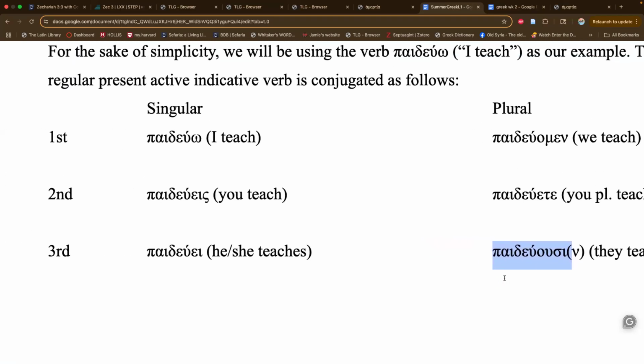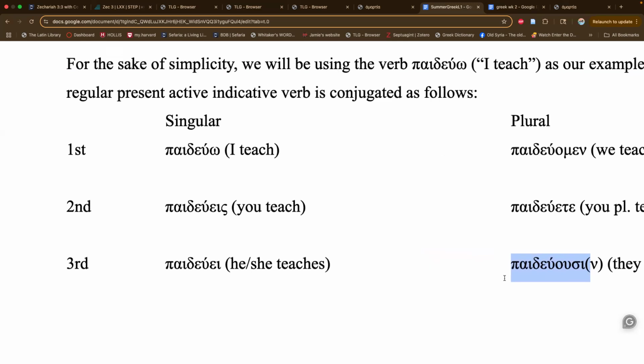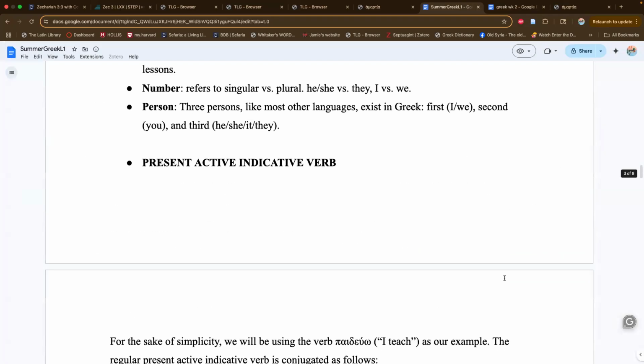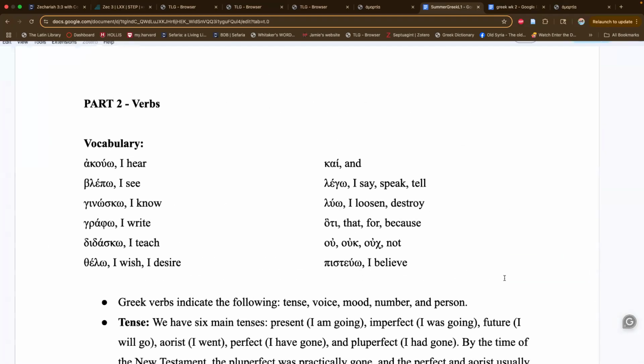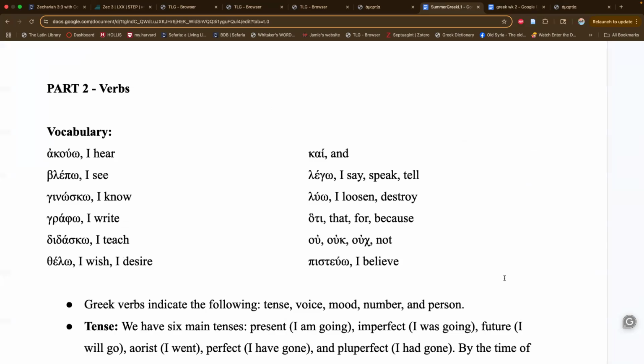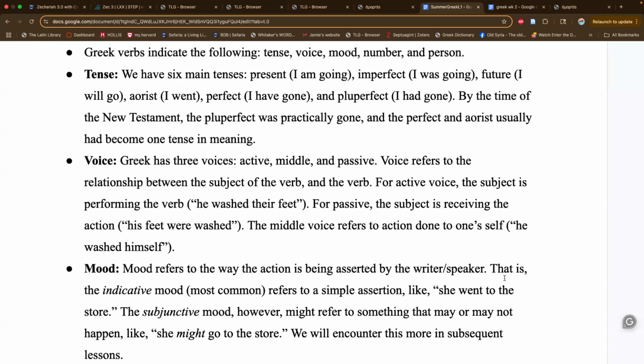But what you really want to memorize isn't necessarily the full word, but that it goes o, eis, ei, omen, ete, ousi. And this will attach to any of the verbs listed in the vocab. So if we go to akouo, it would be akouo, akoueis, akouei, akouomen, akouete, akouousi.